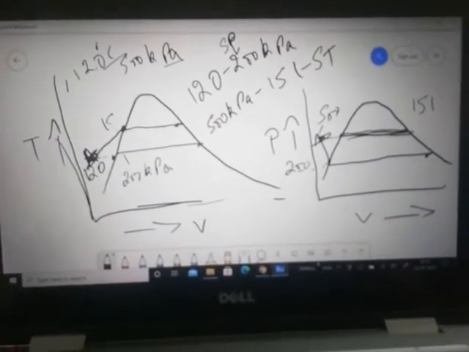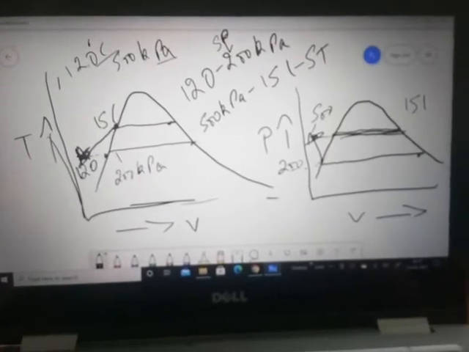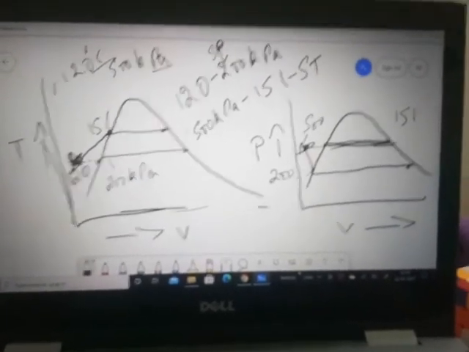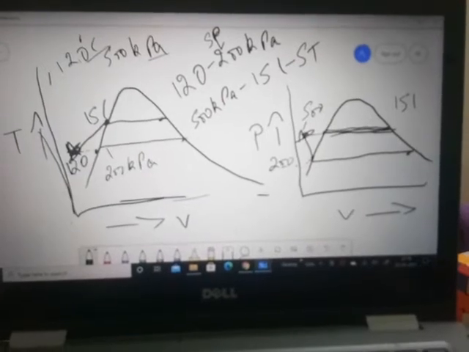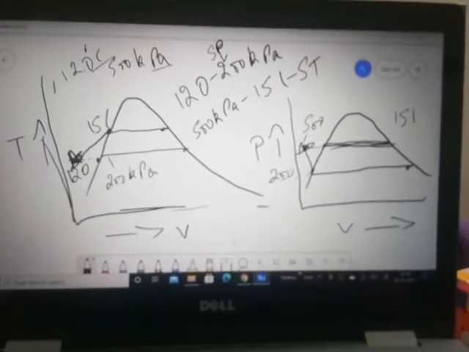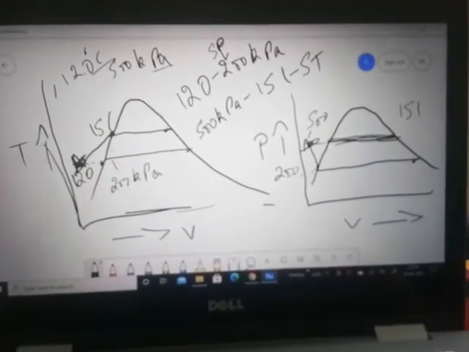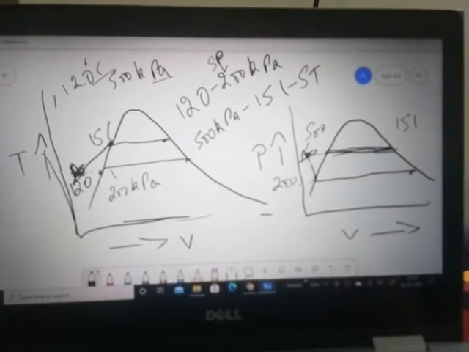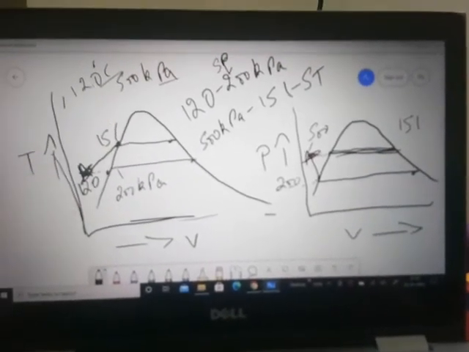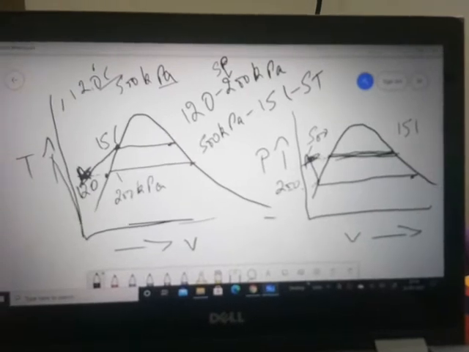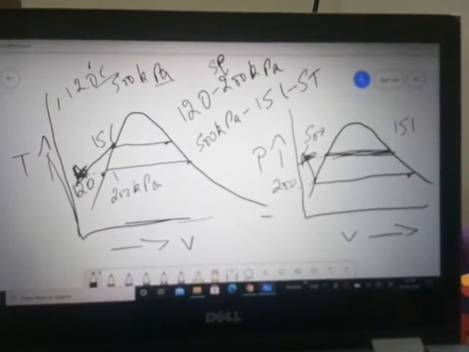I should reach 151 for 500 kilopascal, and then I become liquid. This you show in the temperature volume curve if they ask. Otherwise you just identify the state and leave it at that. Here also you can just identify the state and leave it at that. But if they ask you for 500 on the pressure volume diagram, when will you transition?